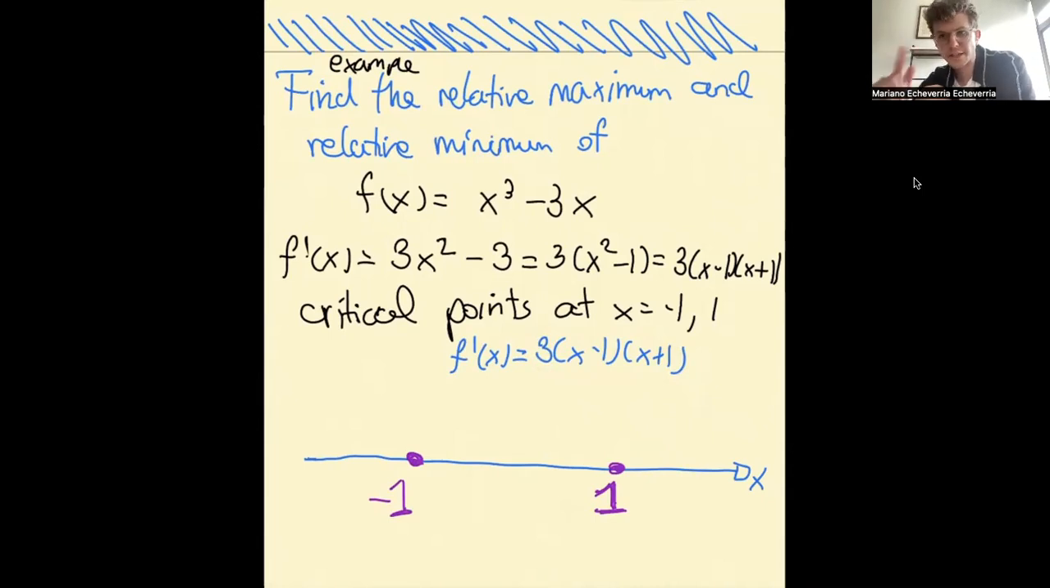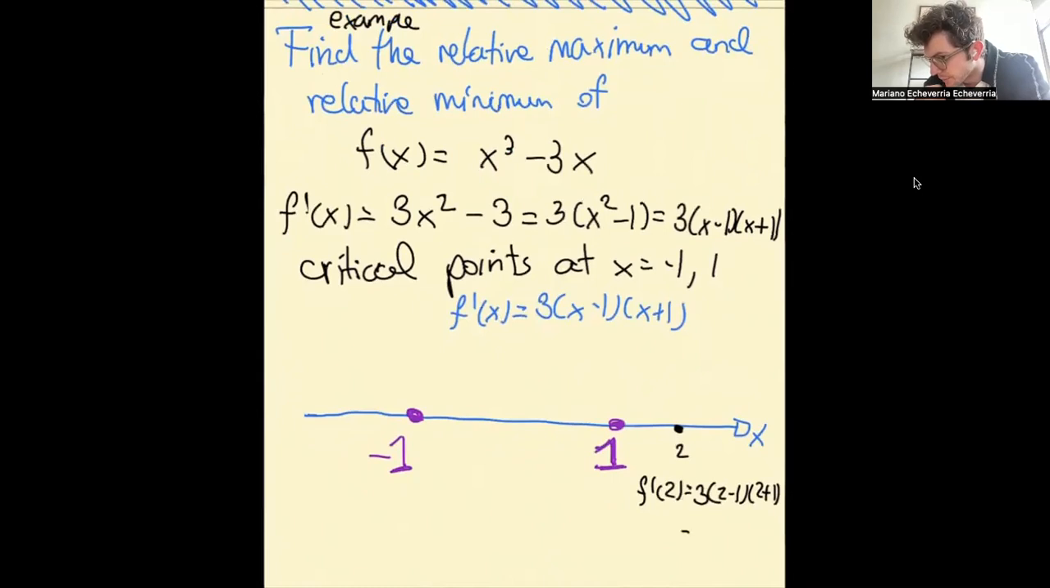Here's a trick to find it. If you're not sure whether the first derivative is positive or negative, you can take a test value. Let's take an easy number, which is 2. The first derivative at 2 would be 3 times 2 minus 1 times 2 plus 1. And what does that give you? It gives you 9, which is positive.